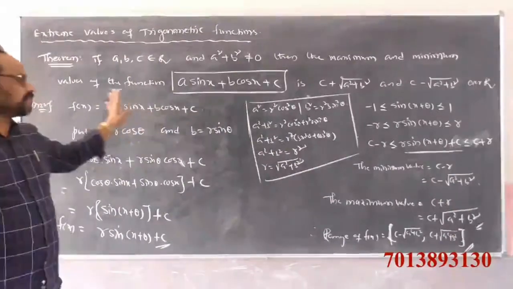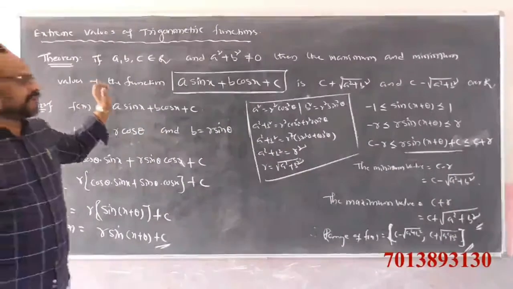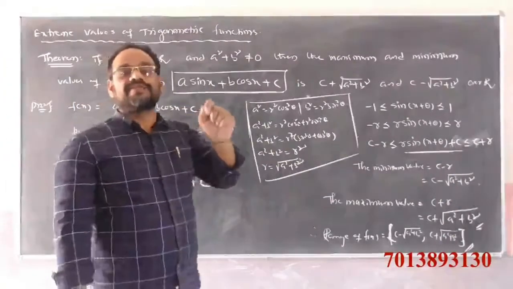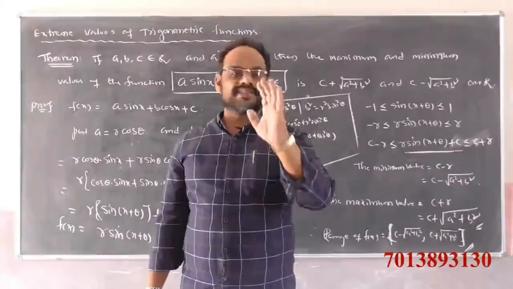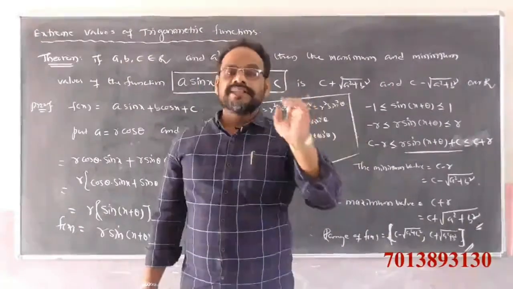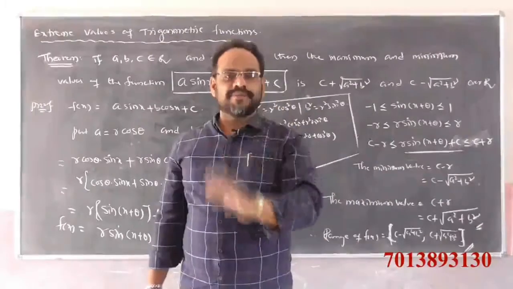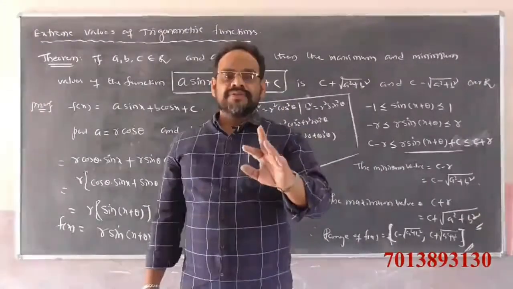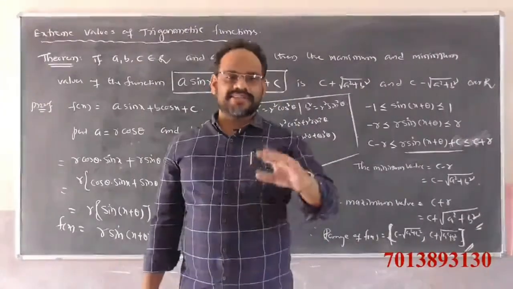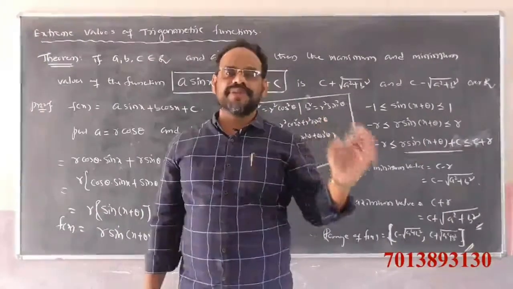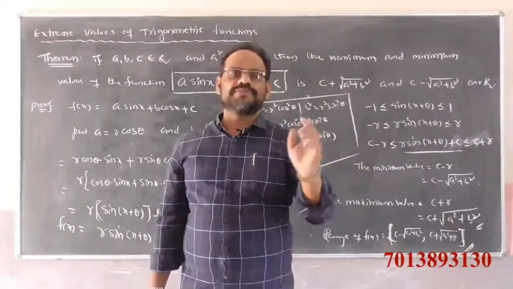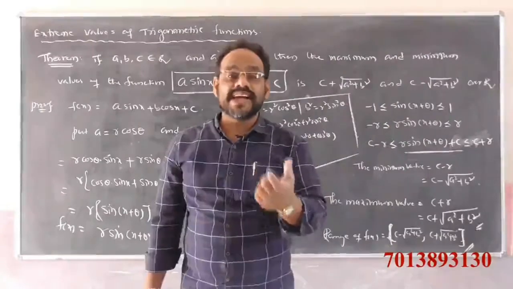Observe here, that is a very important theorem. Already we know that the extreme values of sin theta are minus 1 and plus 1, and the extreme values of cos theta are minus 1 and plus 1. If they give the sum or difference of sin and cos, that is a sin x plus b cos x plus c, or a cos x plus b sin x plus c, how do we find the extreme values?